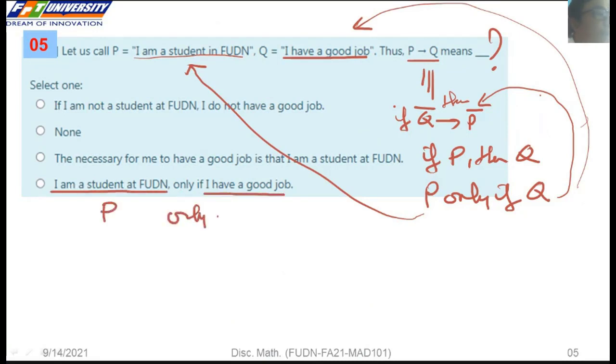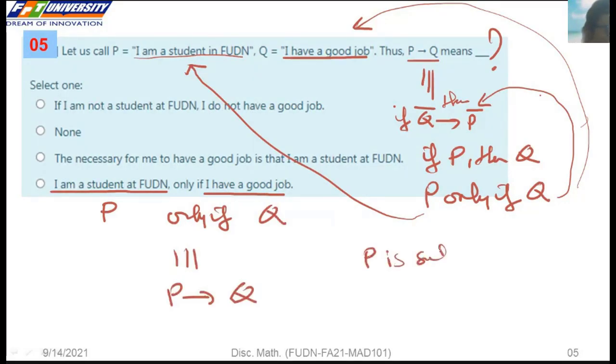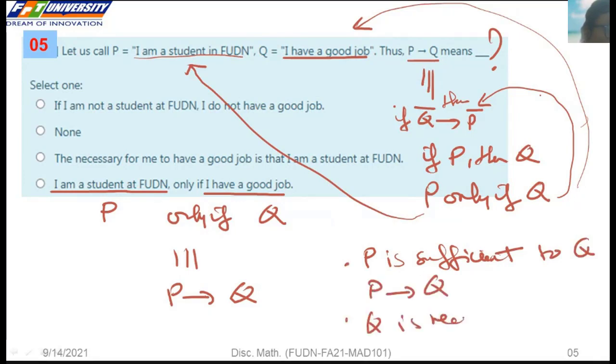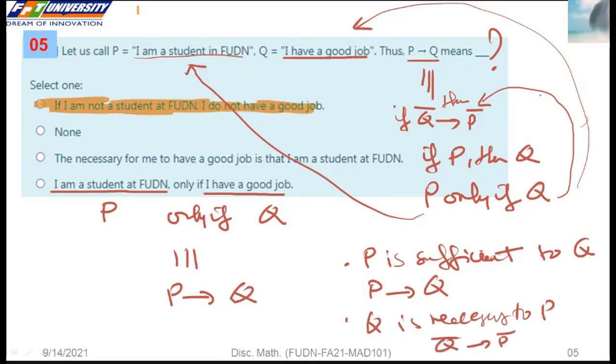P only if Q. It can also be written as P is sufficient for Q. P là cái điều kiện đủ để cho Q. Có P thì có Q. Q is necessary for P. Q là cái cần cho P, theo nghĩa không có Q thì đừng hòng có P. So we have P imply Q, not equivalent to not P imply not Q.